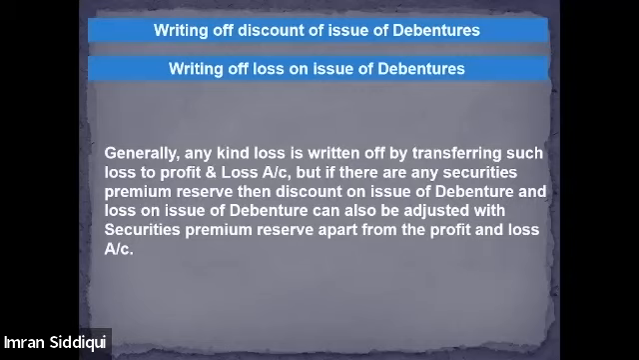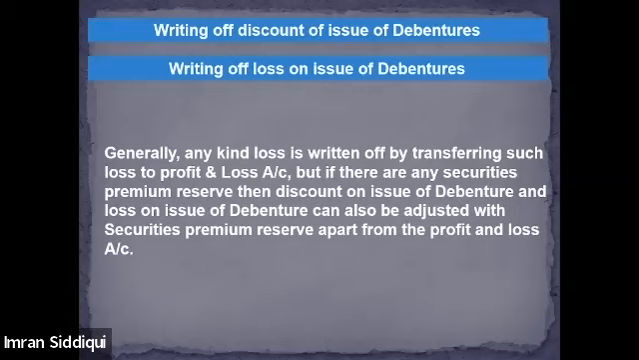Yes, sir. Let me read this for you, and I'll give you an example to make it more clear. Just pay attention, try to understand. It says generally any kind of loss is written off by transferring such loss to profit and loss account, right? But if there is any securities premium reserve, then discount on issue of debenture and loss on issue of debenture can also be adjusted with the security premium reserve apart from the profit and loss account.